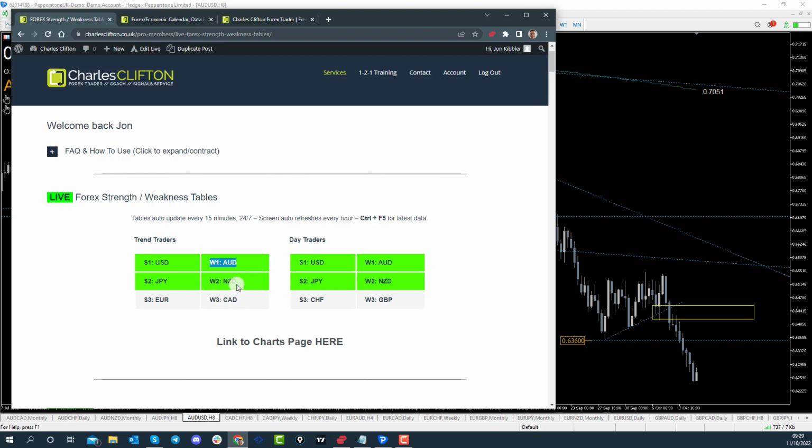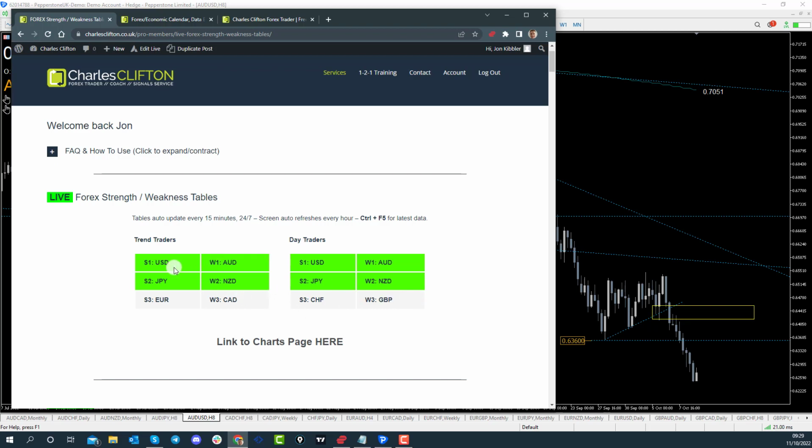The weak side of things, so on the trend traders, W1 is the Australian dollar, W2 is the New Zealand dollar, and W3 is the Canadian dollar. On the day traders, we have W1 as the Australian dollar, W2 as the New Zealand dollar, and pound coming back onto the tables at W3.